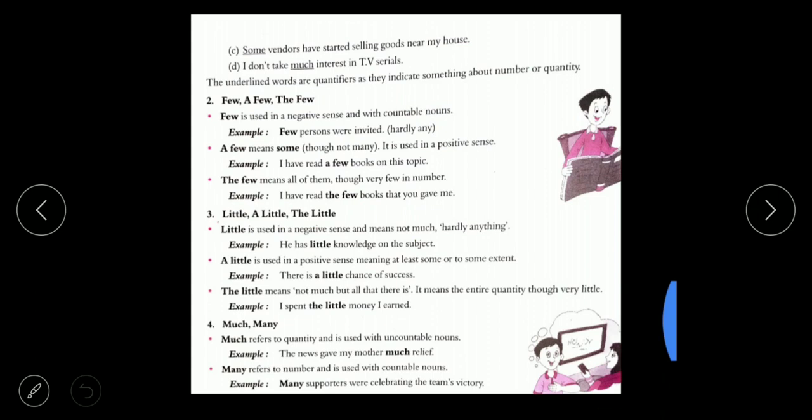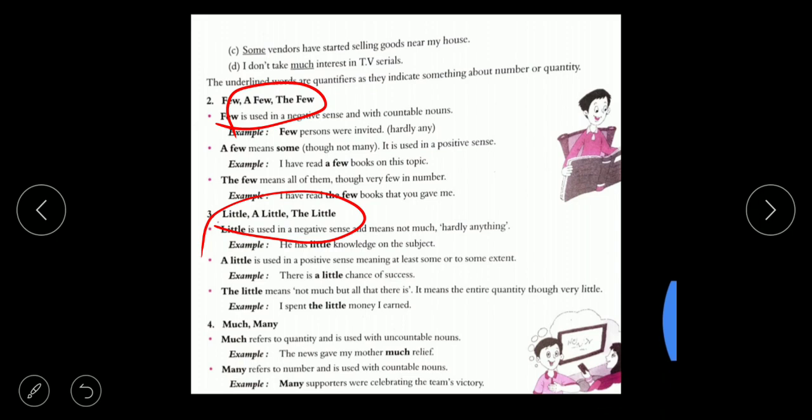Now here: few, a few, the few, little, a little, the little. Here is the difference between few, a few and the few, and little, a little and the little. Okay, few is used in a negative sense and with countable nouns, whereas little is used in a negative sense and means not much, hardly anything. Now read the difference between them, when we have to use them.